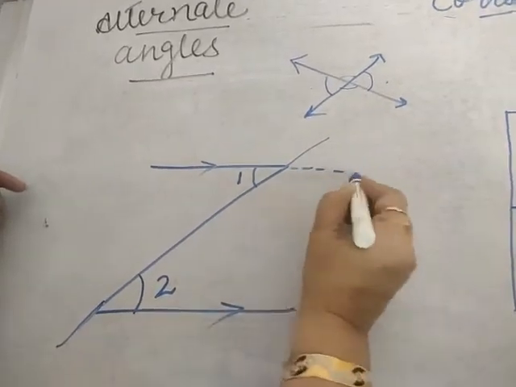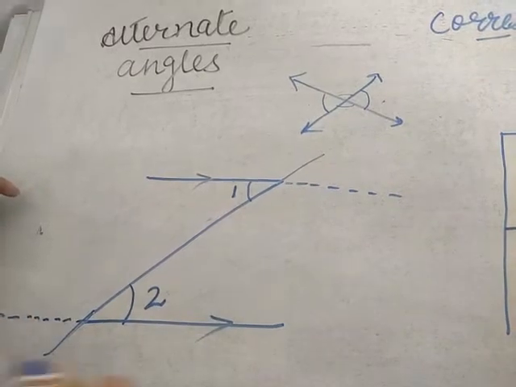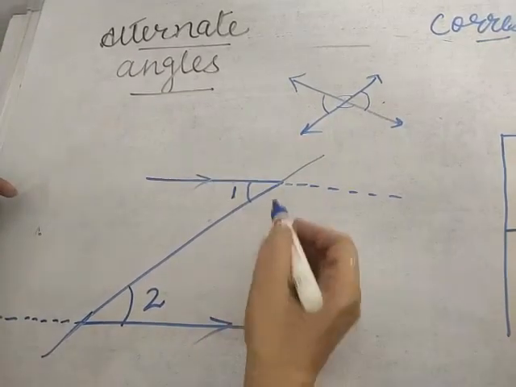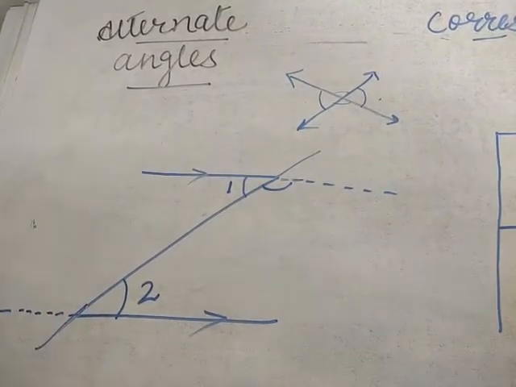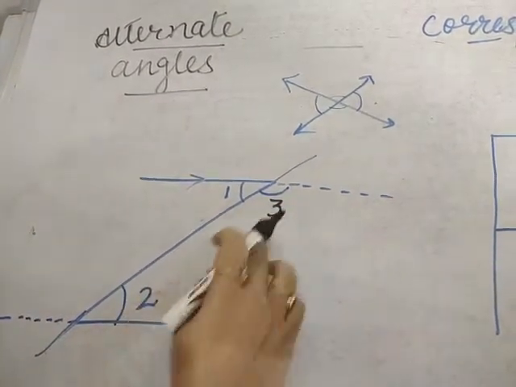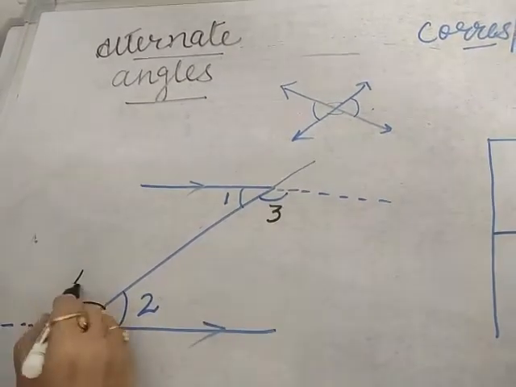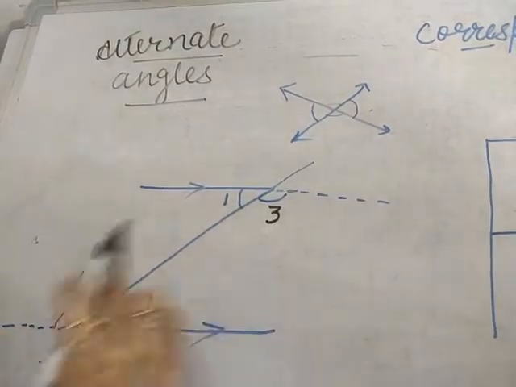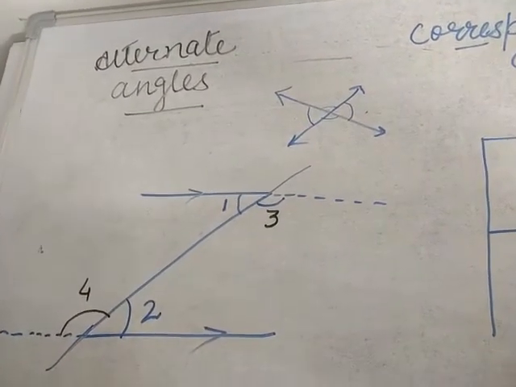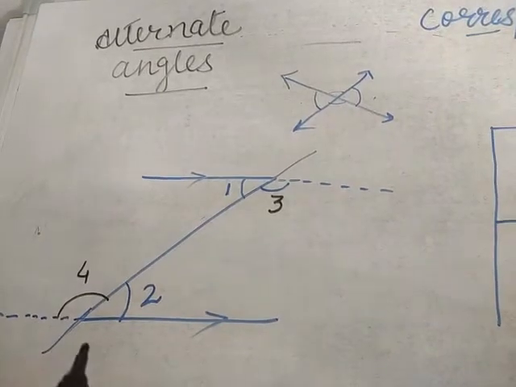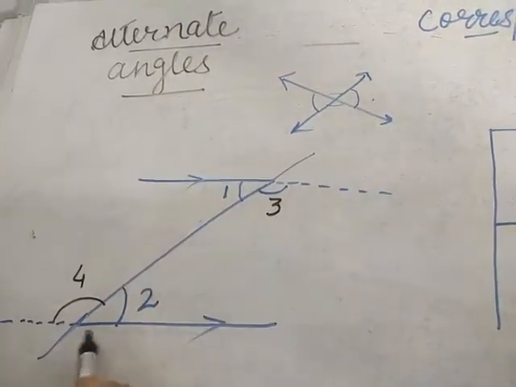Similarly, if I extend this line, parallel lines we can extend, they are not going to meet each other. So what about this angle? This angle is angle 3. It would be alternate to which? This one. So angles 3 and 4 are alternate angles. As we are discussing alternate angles, I told you I will discuss the Z shape. Firstly, I was discussing Z.